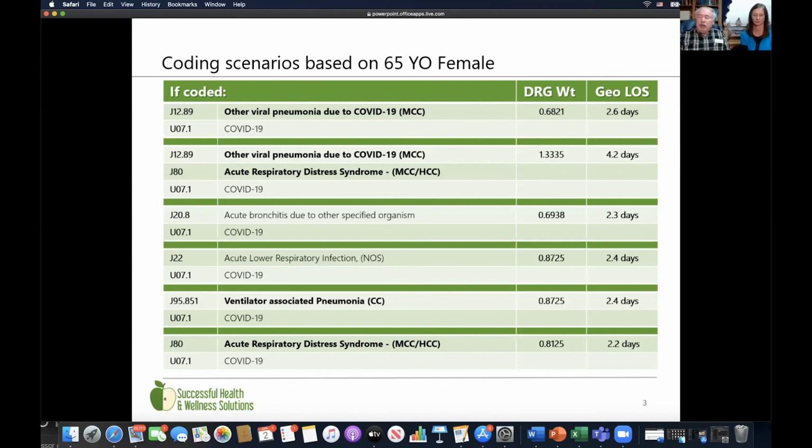Approximately 25 to 30% of COVID-19 patients admitted to the hospital will develop acute respiratory distress syndrome, and approximately 1/2 of these will die. So it's extremely important to document and capture these additional complications and comorbid factors. As we go through our slides, we'll discuss these in more detail.